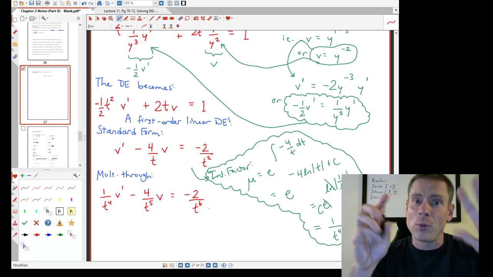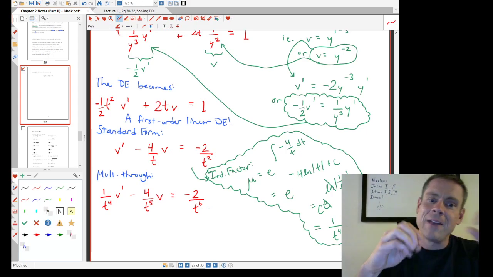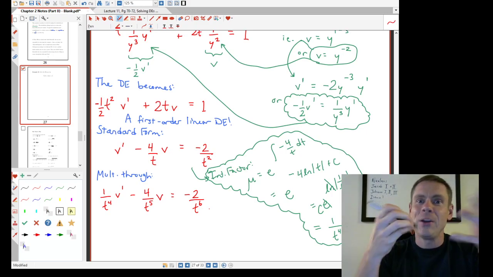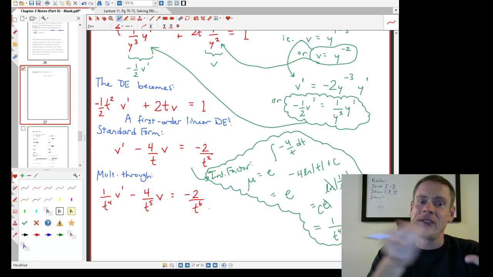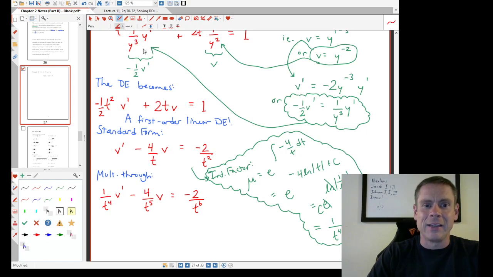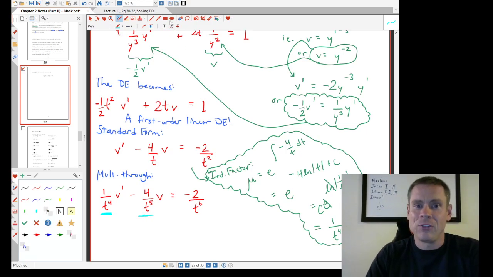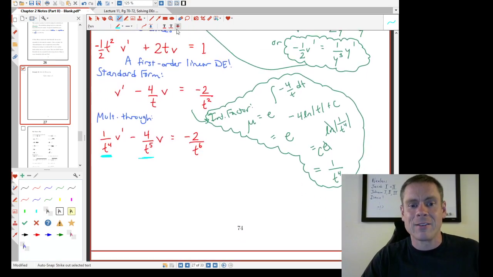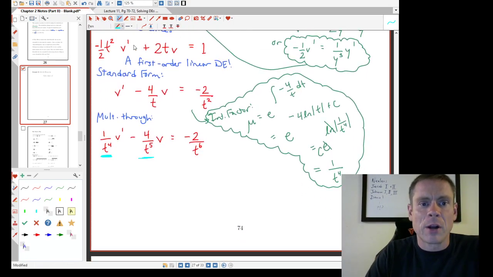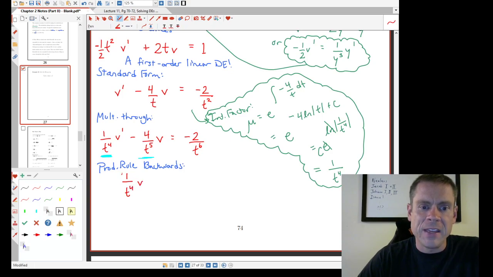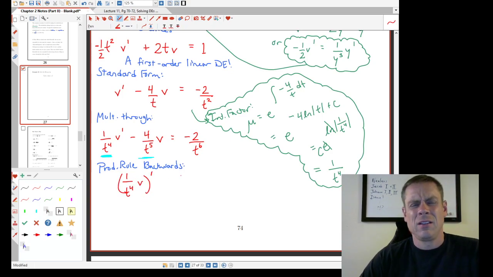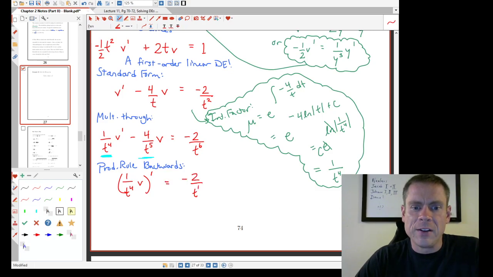If you've been practicing, you know that we're looking for product rule backwards to happen on the left. And if you see the 1 over t to the 4 there, well, we know that t to the minus 4 has a derivative of minus 4t to the minus 5. So you can see pretty easily that the function right here has a derivative that's right there. And we're able to have some confidence that what we're doing is correct. So we're going to keep going. Product rule backwards brings us to 1 over t to the 4 v all prime, this should be a t, equals the right-hand side, minus 2 over t to the 6.